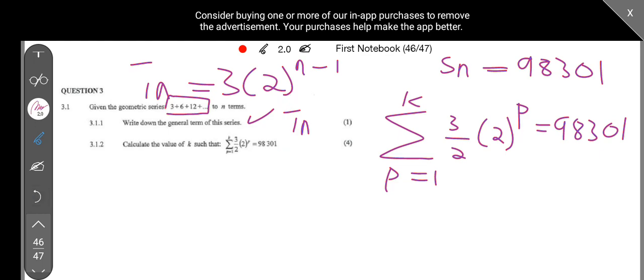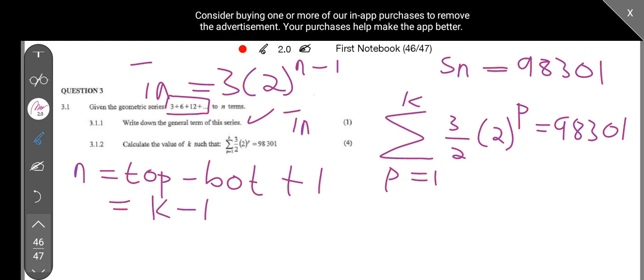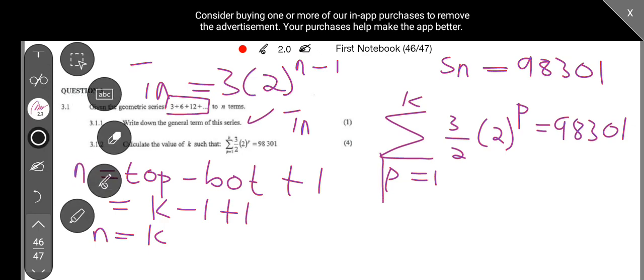So 3.1.2 is a sub question that arises from 3.1. The first 3 terms are given, so what we can do is determine the number of terms. N is equal to top minus bottom plus 1. What is the top? The top is given as k. The bottom is minus 1 plus 1 and we get k. This means that n is equal to k. Okay, this one is easier to solve. But it's geometric, so we can write the formula for the sum of a geometric series.